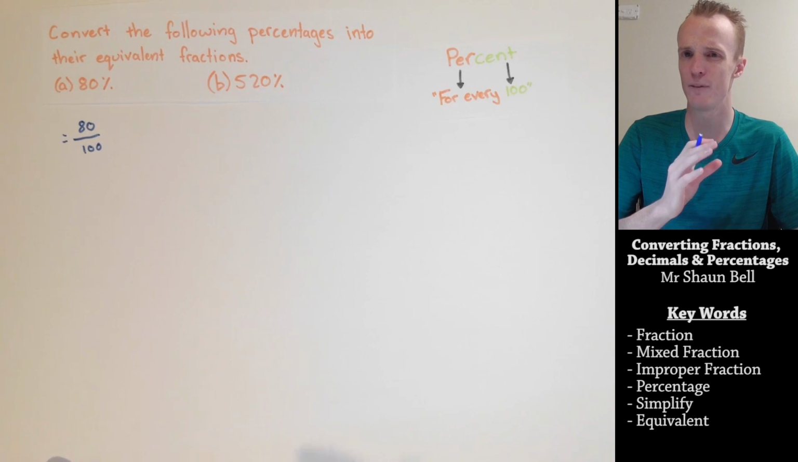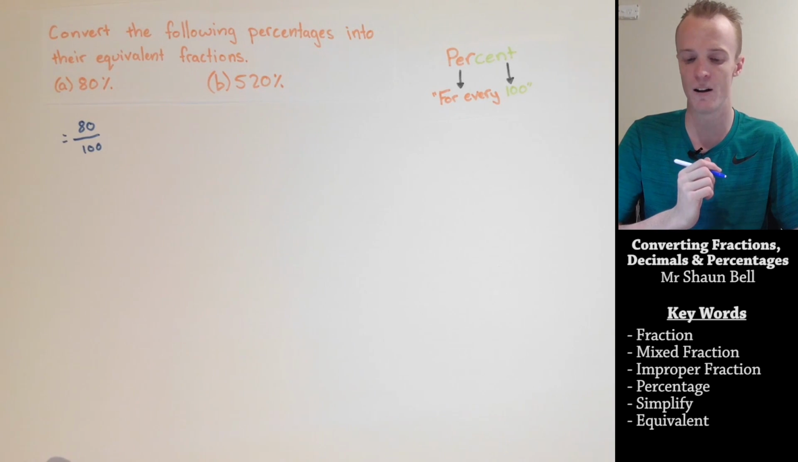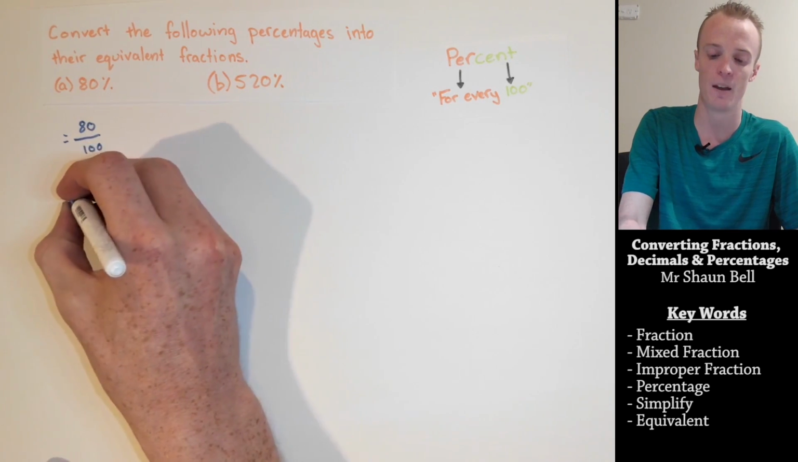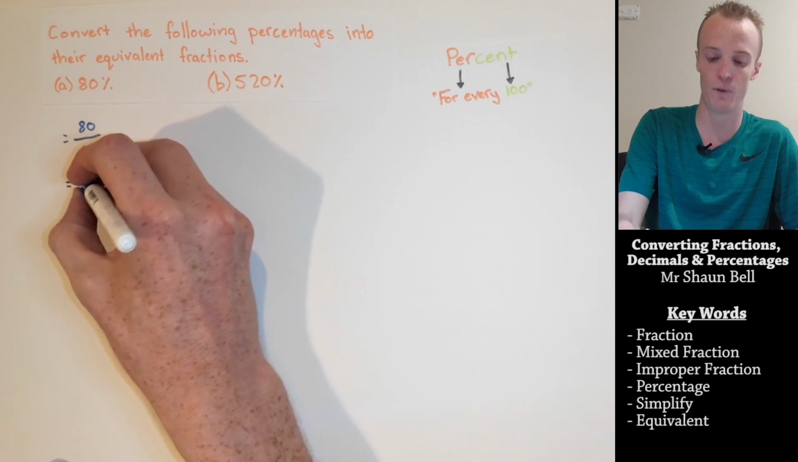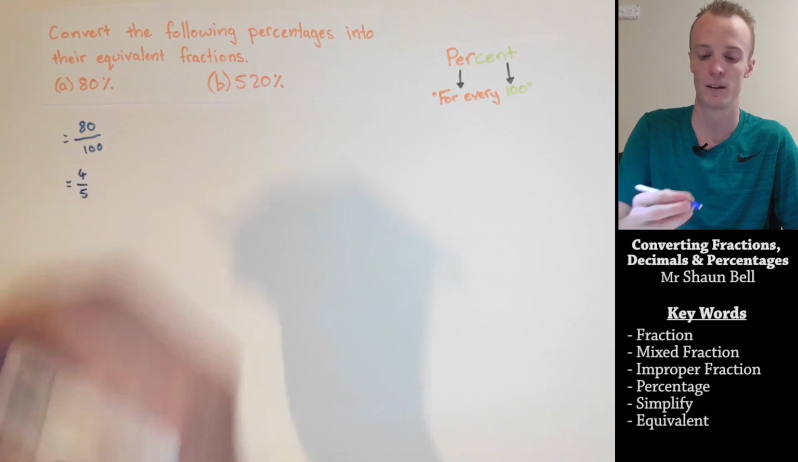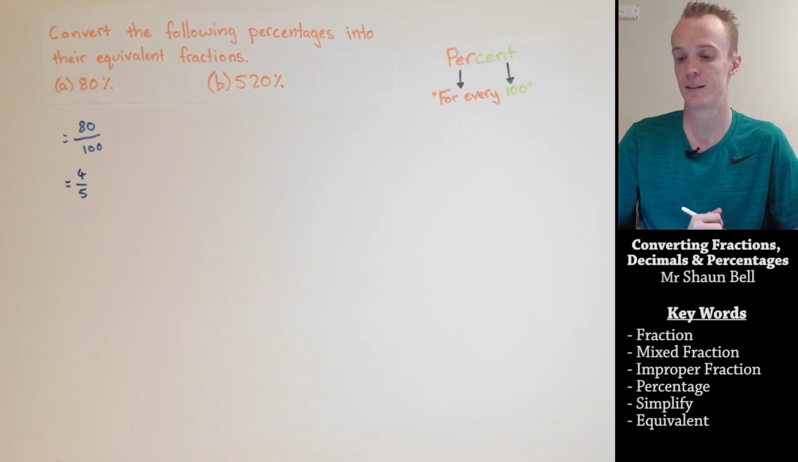However, whenever we write fractions, we want to write it in simplest form. So we look at the highest number that divides into both 80 and 100, which in this case is 20. 20 divides into 80 4 times and divides into 100 5 times. So the equivalent fraction of 80% is 4 over 5 or 4/5.